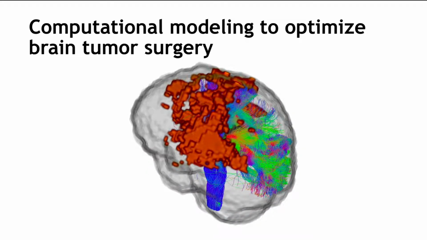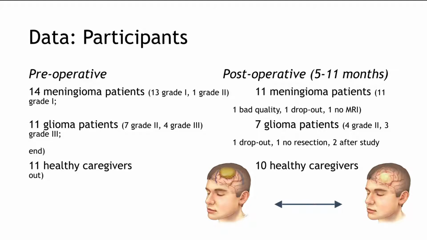For our studies, two types of brain tumors were collected. Meningioma tumors grow from the meninges. These generally don't infiltrate the brain, but they can exert pressure on the brain as they grow larger. Glioma tumors, on the other hand, grow from the glia cells within the brain. In addition, a group of healthy controls was recruited consisting of the primary caregivers of the patients.